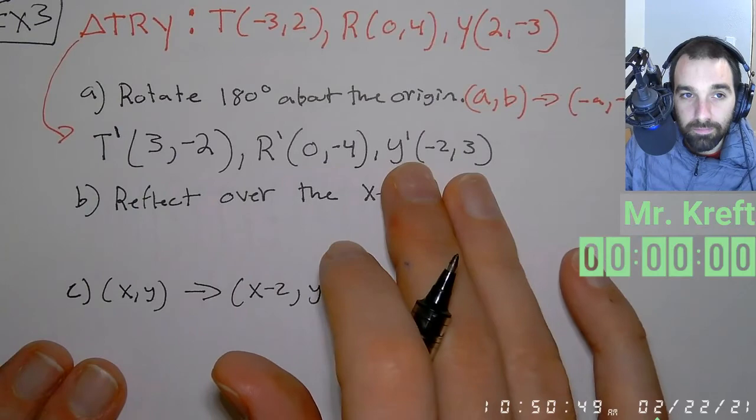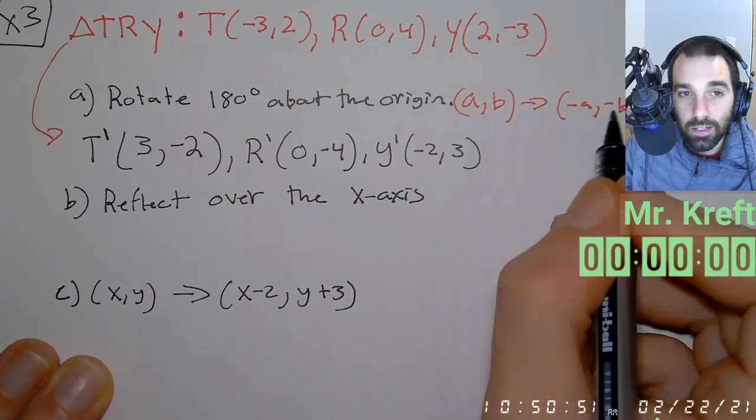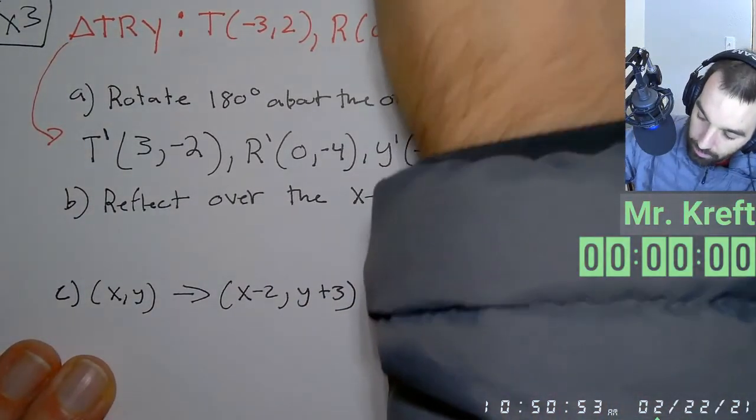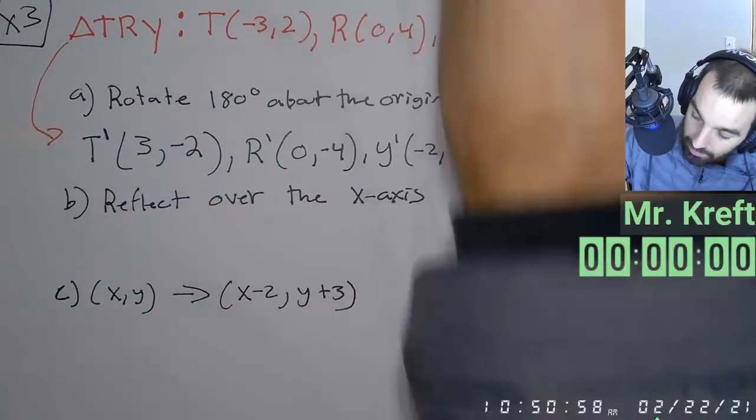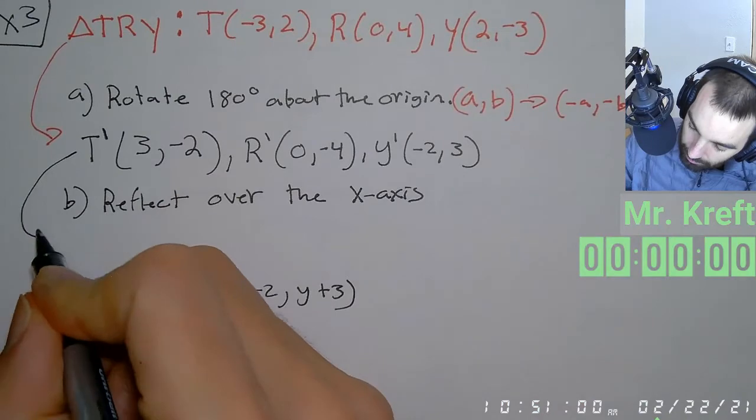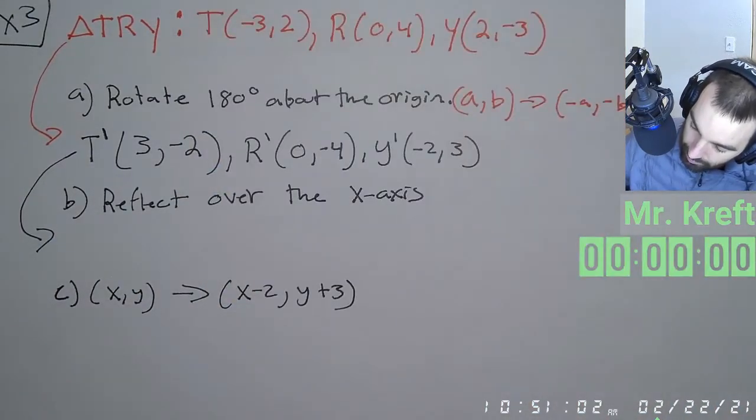So that's what I did for my first one, right? I'm just taking all my points, and I'm taking the opposite sign of them. 0 doesn't have a sign, so it's still just 0. Then I'm going to take these points, and then I'm going to reflect them.